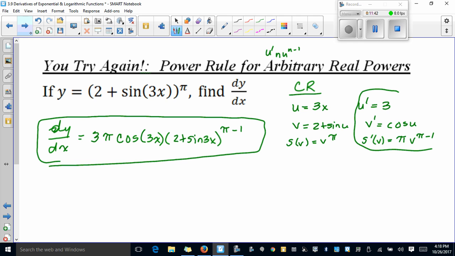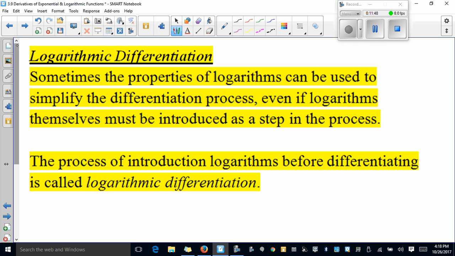Okay, and the last little bit that we have is logarithmic differentiation. Sometimes the properties of logarithms can be used to simplify the differentiation process, even if logarithms themselves must be introduced as a step in the process. The process of introduction of logarithms before differentiating is called logarithmic differentiation. Okay, a lot going on in this one, but it's kind of fairly simple.